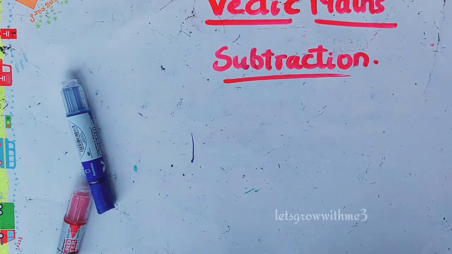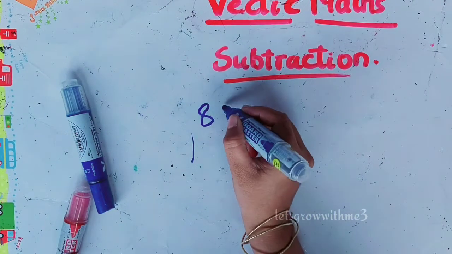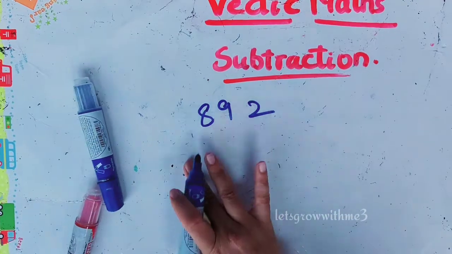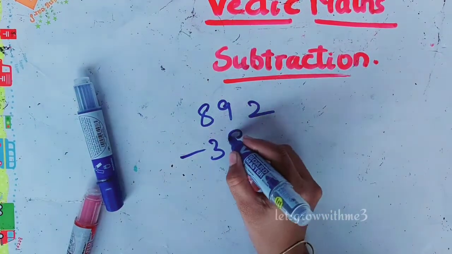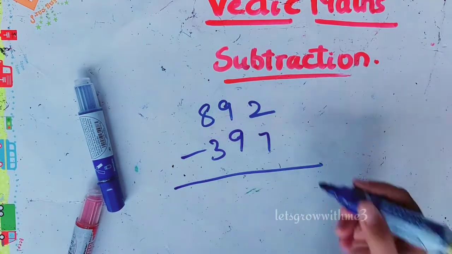Okay, so let me write one example problem. The basic structure is the same. Here also our minuend is bigger than our subtrahend. But it's a special case. So let's see, 892 minus 397.